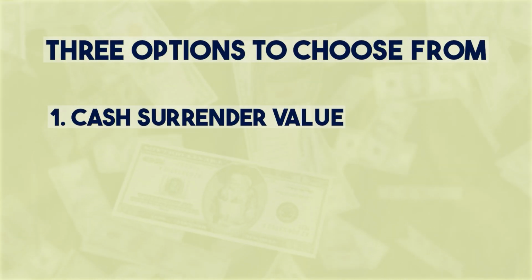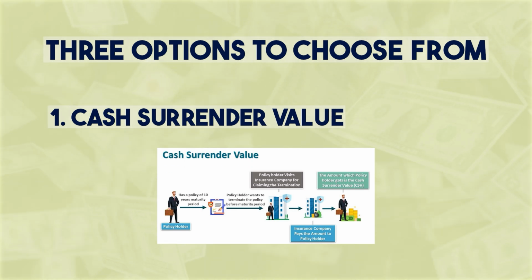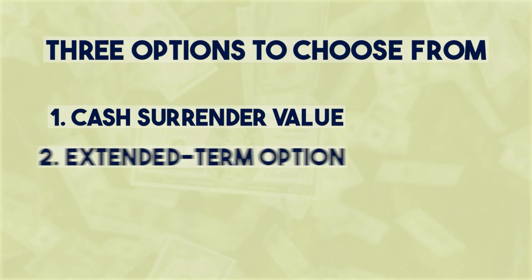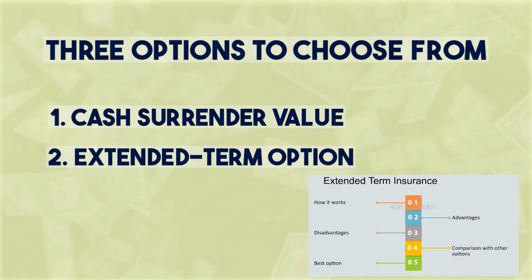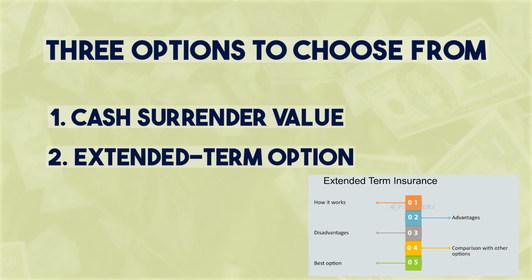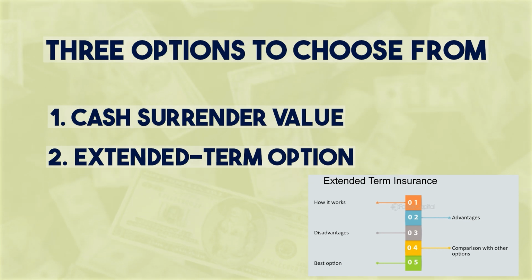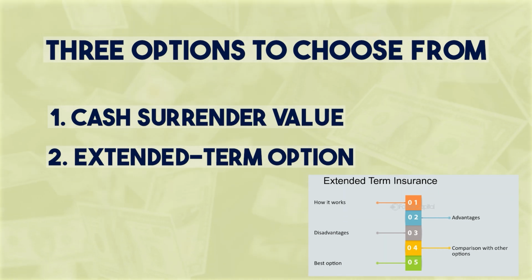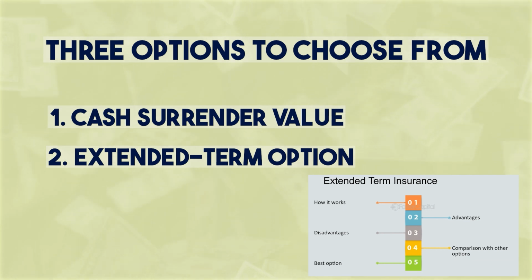Cash surrender value. With this option, the insurance company will pay the cash value of the policy to the policy owner as a lump sum, and then the policy is canceled. Extended term option. This allows the policy owner to use the cash value of the policy to purchase a paid-up extended term insurance. This will eliminate your premium payment for the lifetime of the new policy. The amount of cash value will determine how much extended term coverage you get. Please check out my previous video if you don't know what a term insurance is.